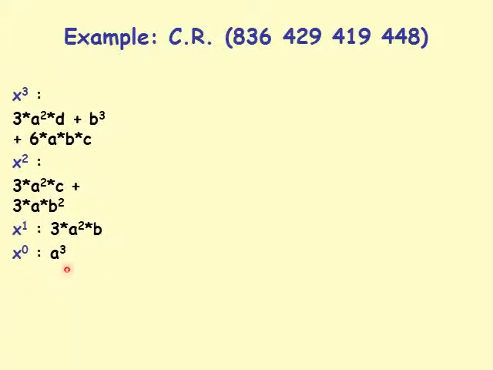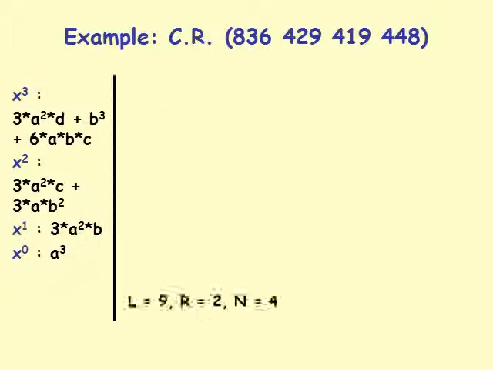Do an example of the cube root of 8,364,294,194,448. Now we have 12 digits. It's a perfect cube here. Okay, let's continue. So this is my cheat sheet here, and these are my coefficients of the cubic polynomial. Okay, and so left is 9. This is 836. 9 cubed is 729. So this is more than that, 839, and the right digit is 2 here from 8, and the number of digits is 4. One group, two groups, group number 3, and group number 4. The number of digits in the cube root is 4.